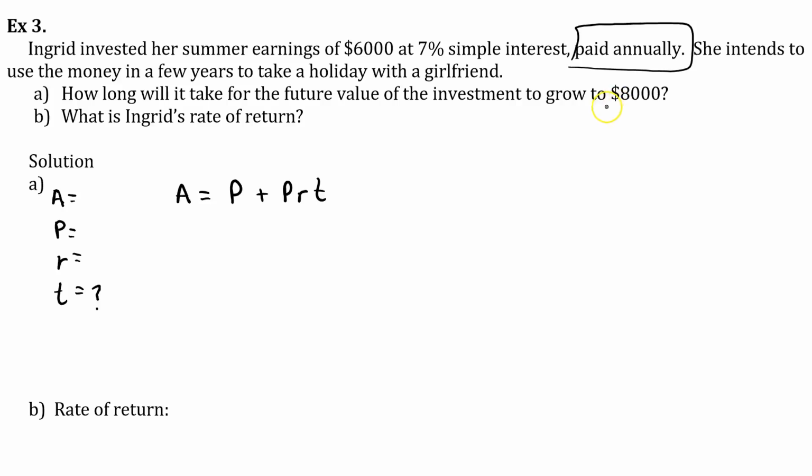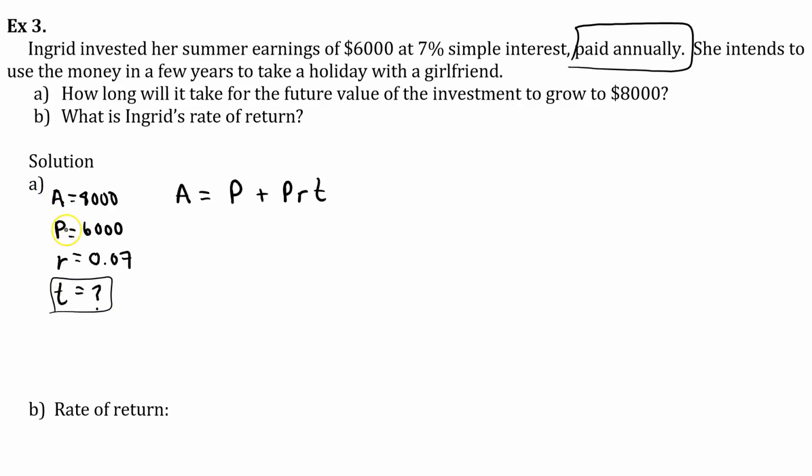We do know that we want the future value to be $8,000. So we're going to say $8,000 for the future value. We know that the principal is $6,000 because that's what she initially invested. And we have our interest rate. Now, in order to write this as a decimal, we're going to write it as 0.07. So, we are solving for time.